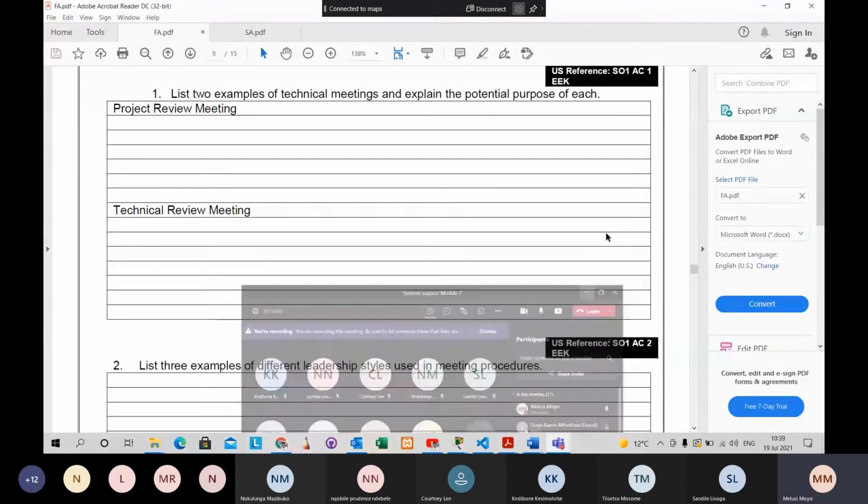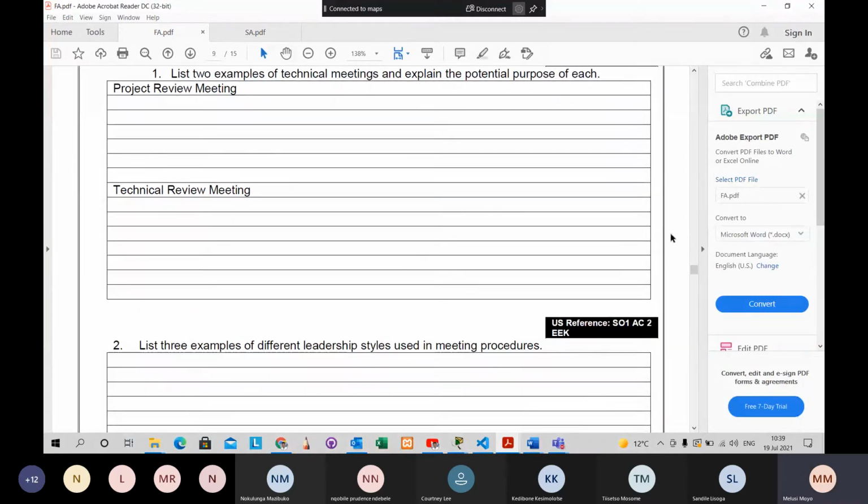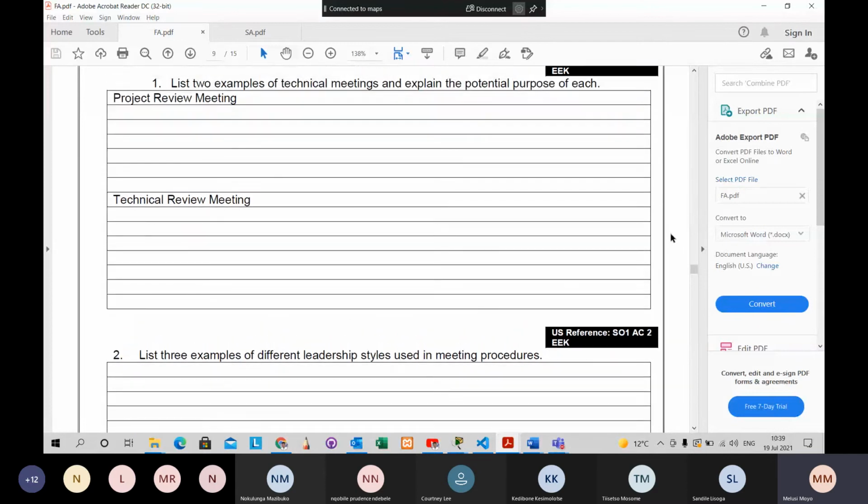Okay. All right, technical review and then project meeting. Okay, number 2. Are we good with these two examples? We now know the difference, so we can tell the potential purpose of each.